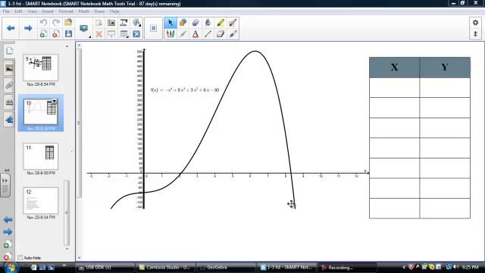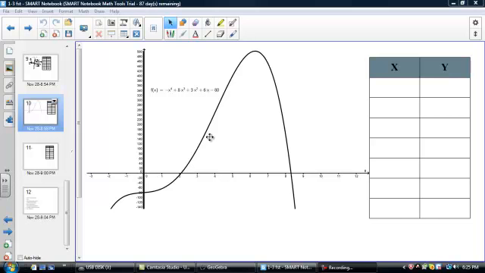Welcome back. This is the second part of Lesson 3, Unit 1. In the first part, we learned about limits and continuity. We had the continuity test. We had discontinuity. We had the jump discontinuity, the infinite discontinuity, and the removable discontinuity.